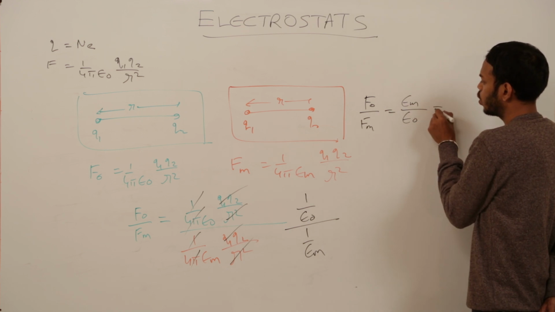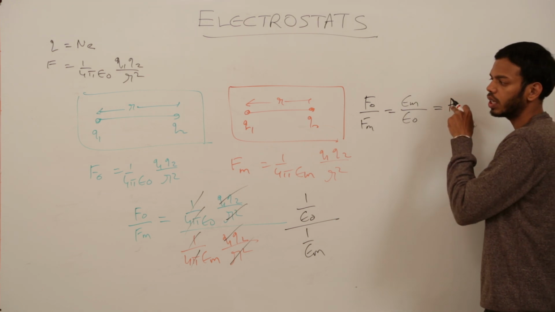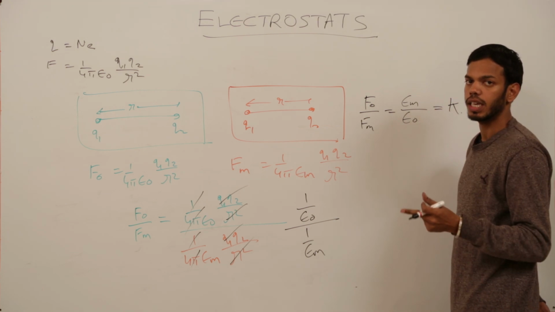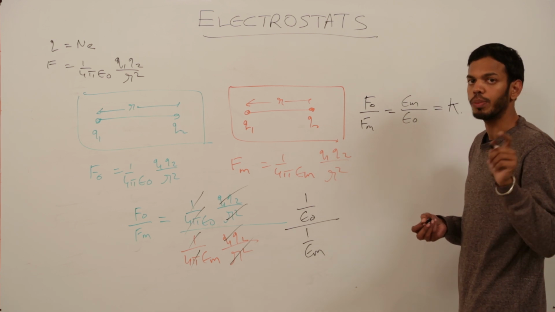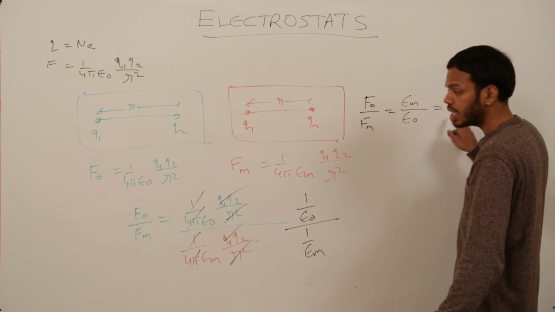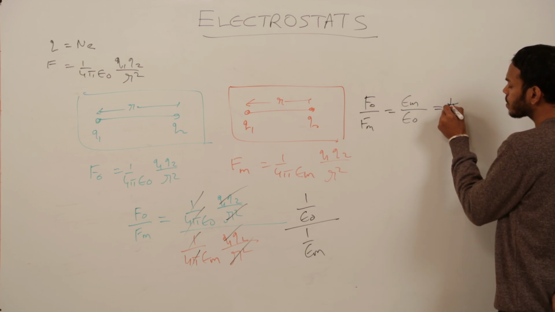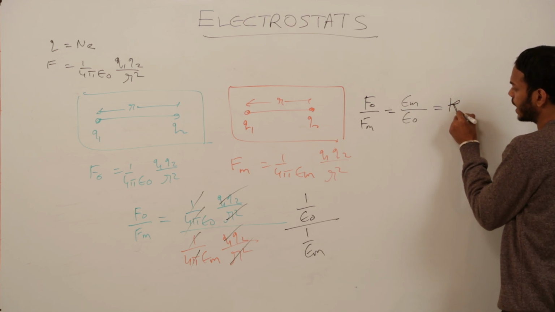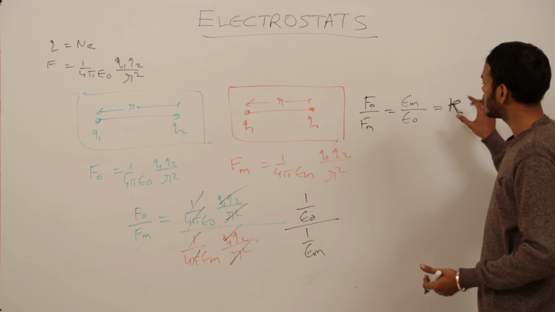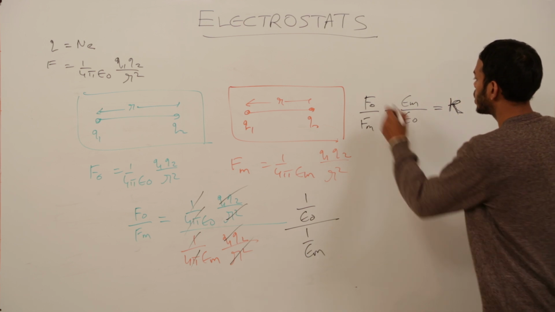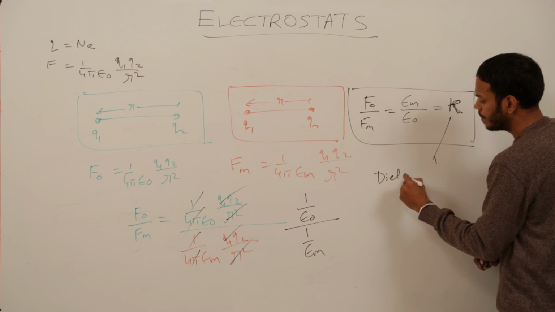This is known as K. Don't confuse this K with the previous K. The previous K was the whole constant used in Coulomb's law, which was equal to 1 upon 4 pi epsilon naught, numerically equal to 9 into 10 raised to power 9. This K is called dielectric constant or relative permittivity. Or do one thing, write this K in some different format, so you will remember what this K stands for. This is called dielectric constant.